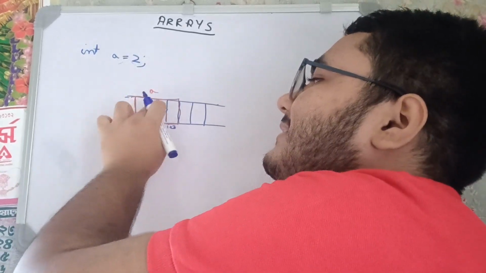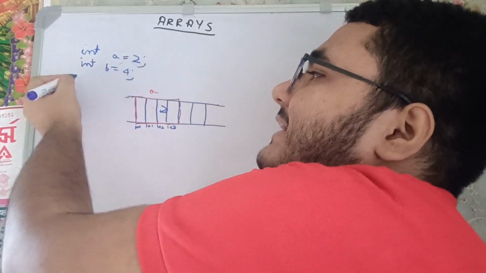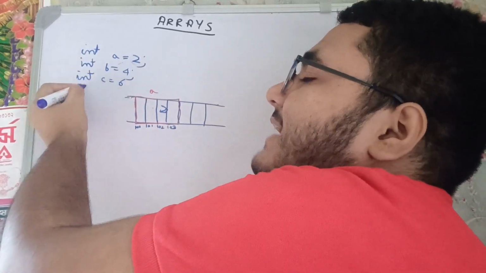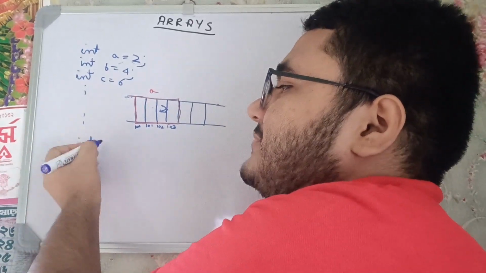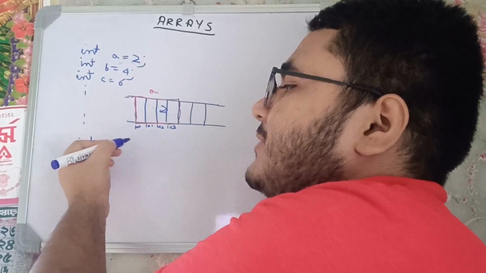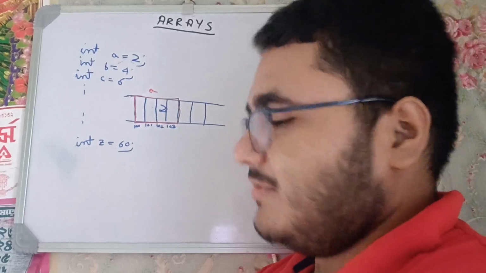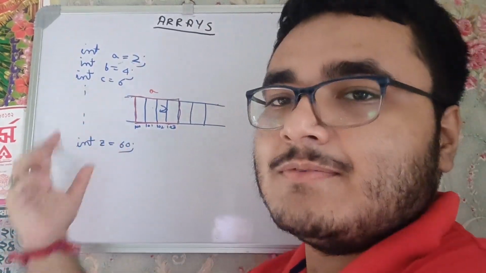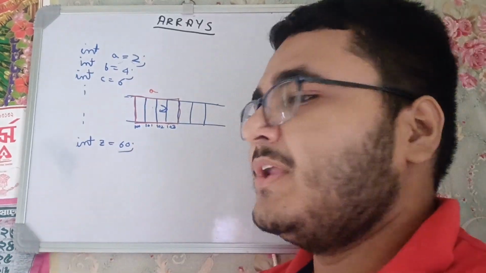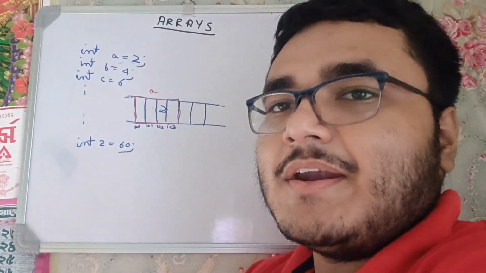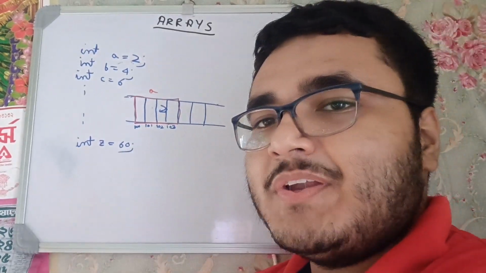Int a is equal to 2, int b is equal to 4, int c is equal to 6, and so on up to int, say, z is equal to 60. There are 26 alphabets, and then you need another 26, and so on; you need to declare 60 variables. So we have a better way of doing this. What can we do? We can take an array.